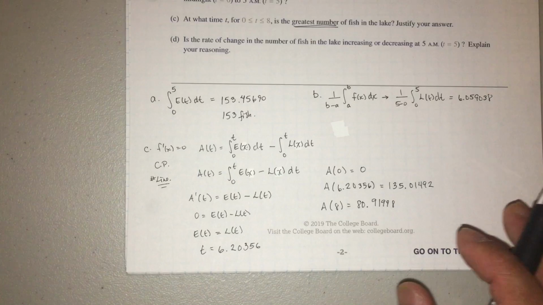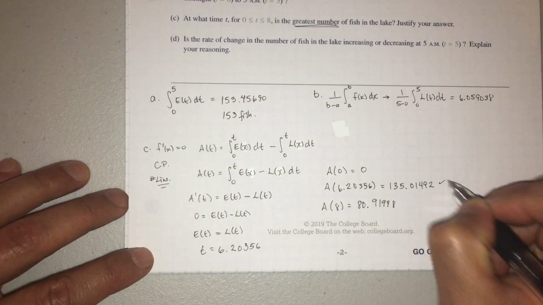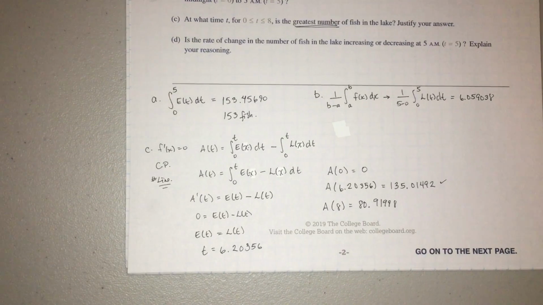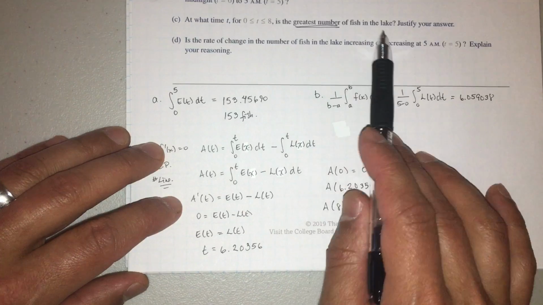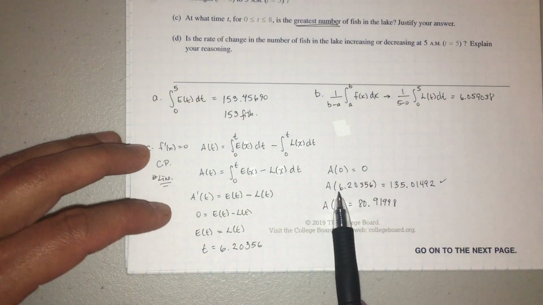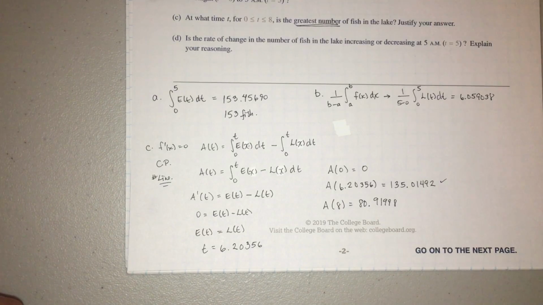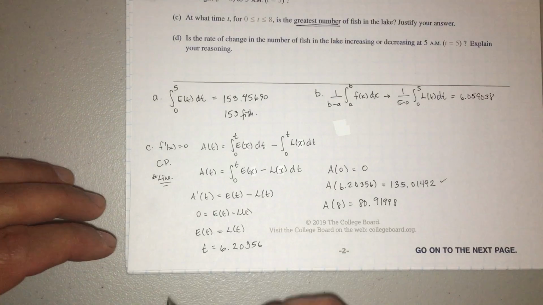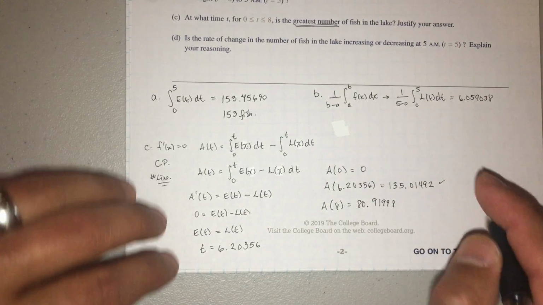So where is the greatest number of fish? Right here, okay? And then how do you answer that? Well, the greatest number of fish in the lake is at 6.203, and they have 135 fish. Okay. All right, and last part D, and let's go ahead and do that one.